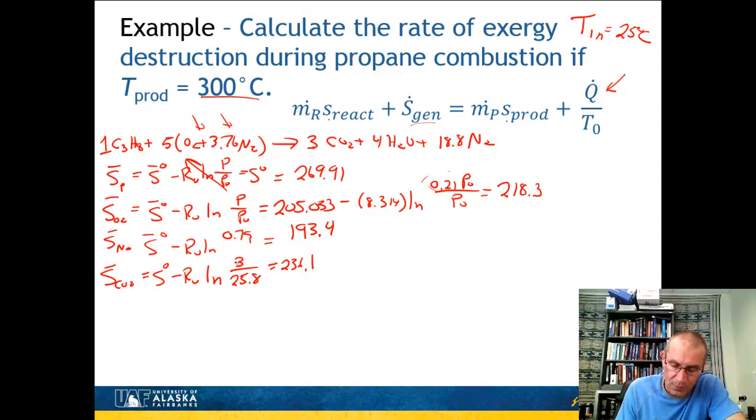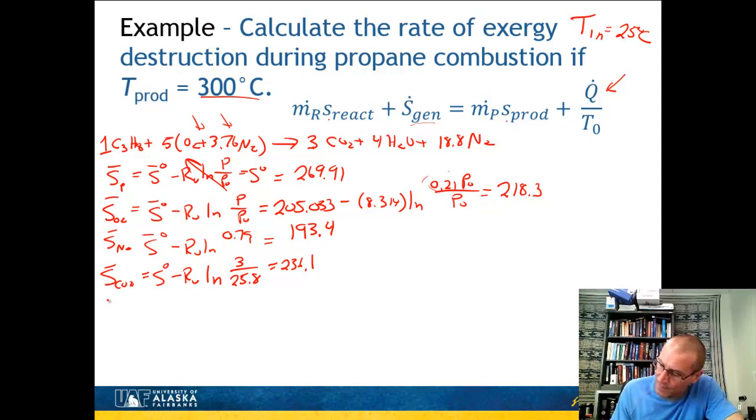So now I could do similar things for water. Water is going to have a different mole fraction. It's going to be 4 over 25.8. And then I'm going to have one for the nitrogen at the outlet, which is going to have the natural log of 18.8 over 25.8. So I won't go ahead and write down those values at this point. Again, I can let you do that on your own. But what we want to do now is do our entropy balance.